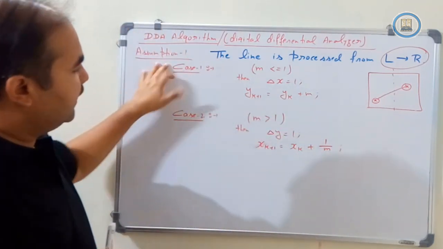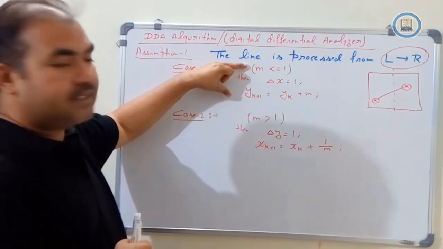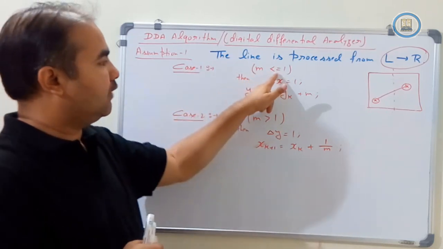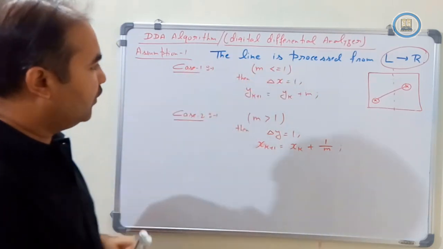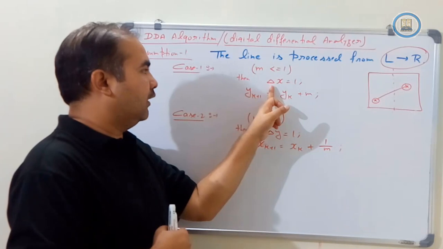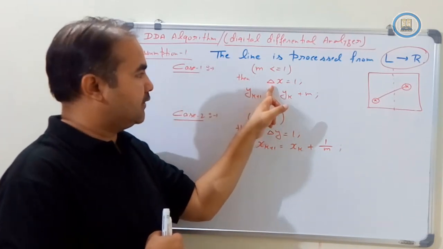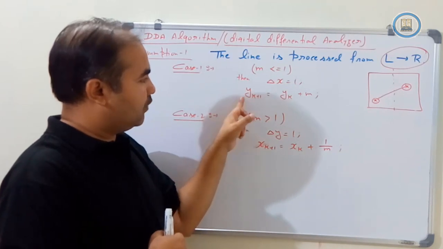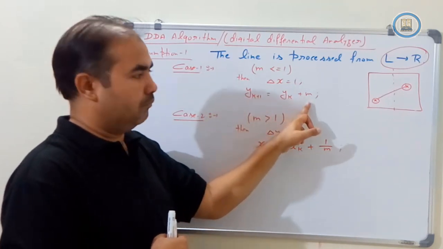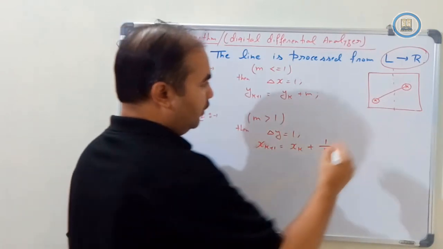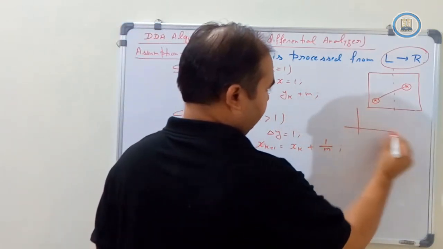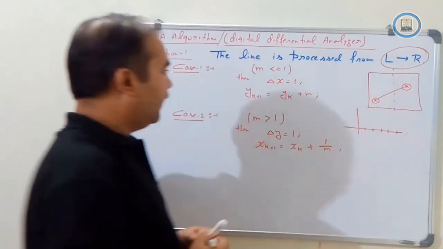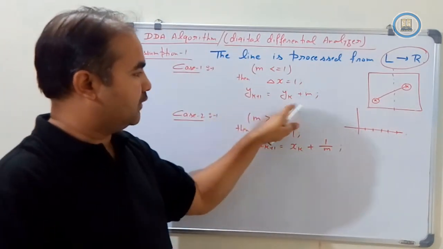So the first case is that if the value of m is less than or equal to 1, that is, when the slope value is less than or equal to 1, then we will follow the increment in the unit x direction, that is delta x equal to 1, and you can compute yk plus 1 equal to yk plus m. We follow the unit interval in the x direction, and yk we compute based upon this equation.